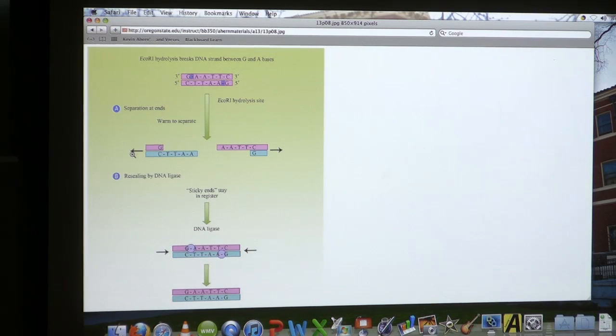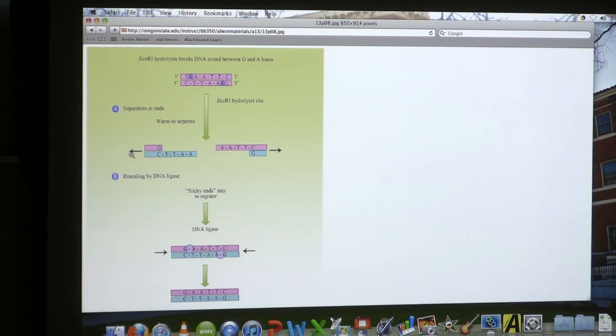So when I match up my sequences like that, they'll usually have what are called sticky ends. Sticky ends are overhangs that can form base pairs, as you just saw right here.